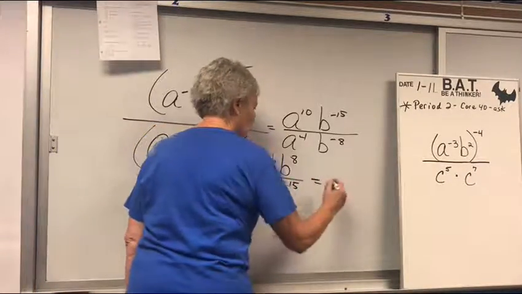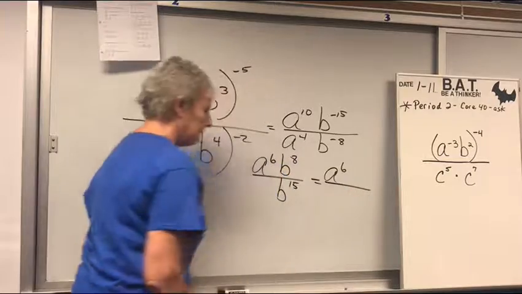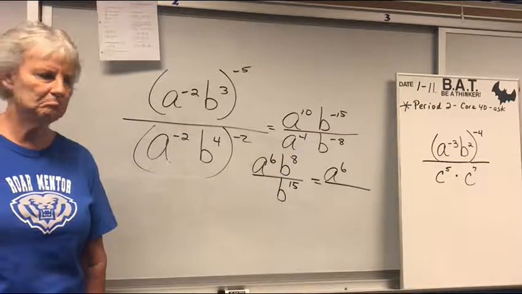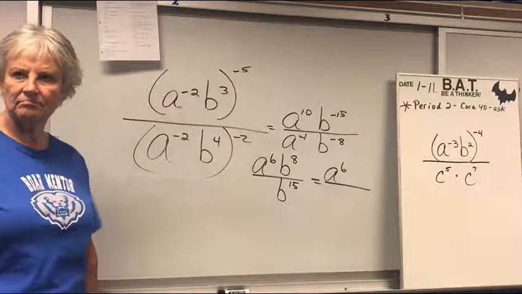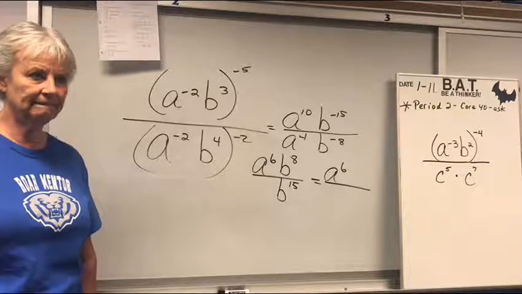All right, now what do we have? A to the 6th. Where's b to the 7th? On the bottom.